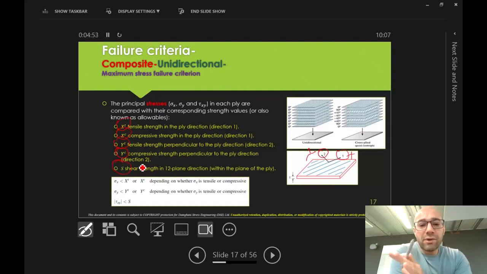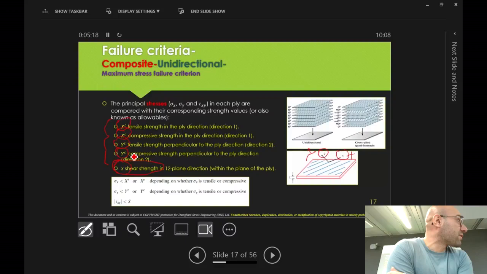Something I want you to put somewhere in your mind or memorize: generally speaking, shear strength has little to do with the fibers. It's a characteristic of the matrix. So the fibers mostly contribute to the other strengths, but the shear really is inherited from the matrix itself.